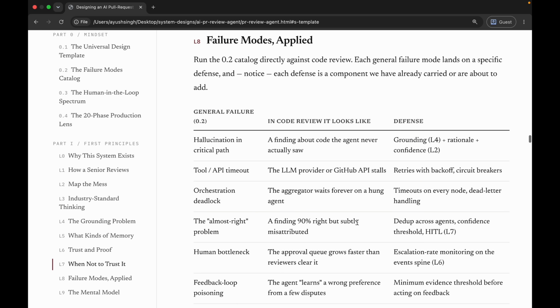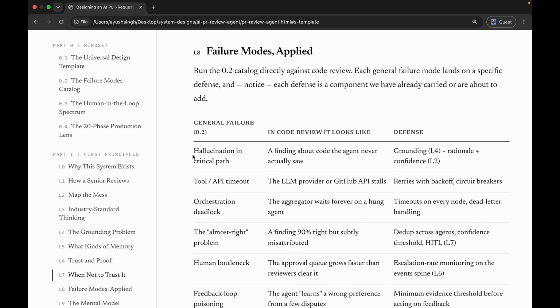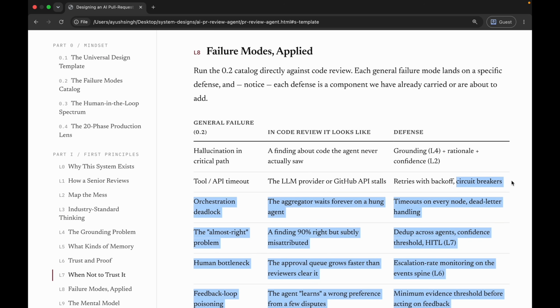Then we have also discussed there are multiple failure modes. What if the hallucination happens? For hallucination, we have the grounding, so that we have the right retrieval, we have rationale, and then we have the confidence. So we are trying our best to not get this failure. Then we have the tool and API timeout, which is retrying with backoff. Then we have circuit breakers.